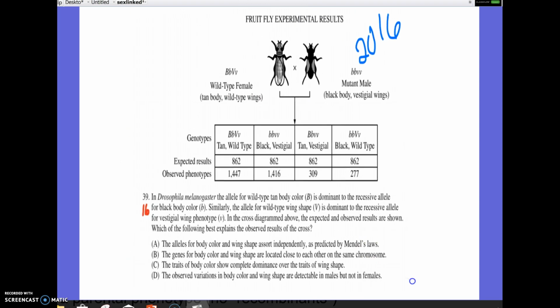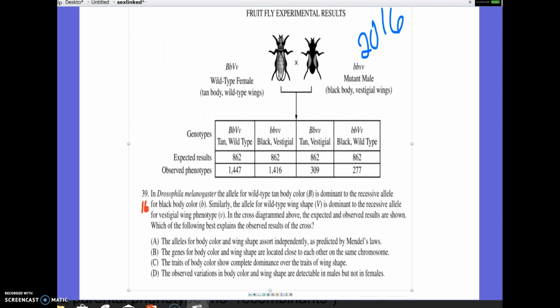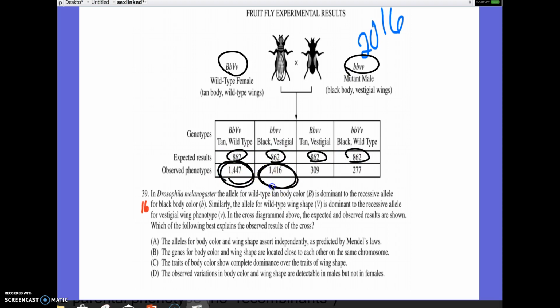Again, this is from the 2016 exam. Here we go. Fruit flies, and so on. Here's the expected results. Same cross. It's a dihybrid test cross. Expected results, the same number of each. Instead, what do we see? Most of them look like one of the parents, and then these low numbers of recombinants. What causes this? Again, look for the choice that says something about them being linked.